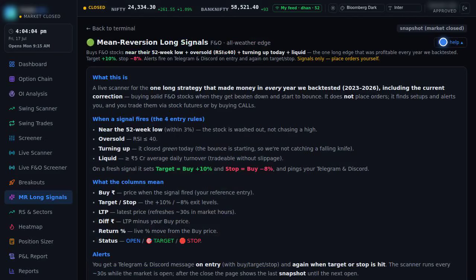And here is the result that makes this strategy special. We backtested it over 4 years, from 2023 to 2026, and it was profitable in every single year, including the current correction. That is rare. Most strategies work only in a bull market. This one held up in choppy and falling markets too, which is exactly when you need an edge the most. But remember, past results do not guarantee future returns.